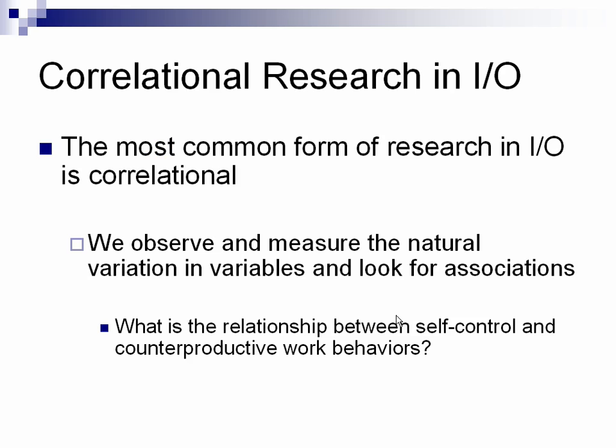And then we need to get to correlational research, which is important. Correlational research is probably the most common form of research that we IO psychologists use in the field. Basically, what we're doing with correlational research is observing and measuring natural variation in variables and looking for associations. We're trying to look at the relationship between variables. For example, in my own dissertation, I looked at the relationship between self-control and counterproductive work behaviors.